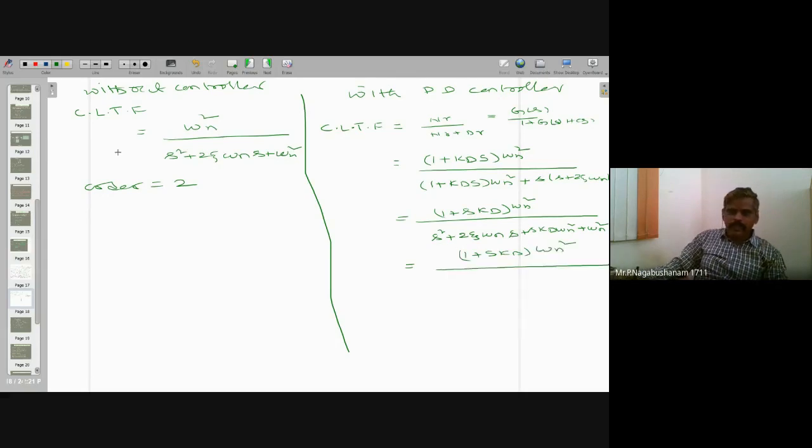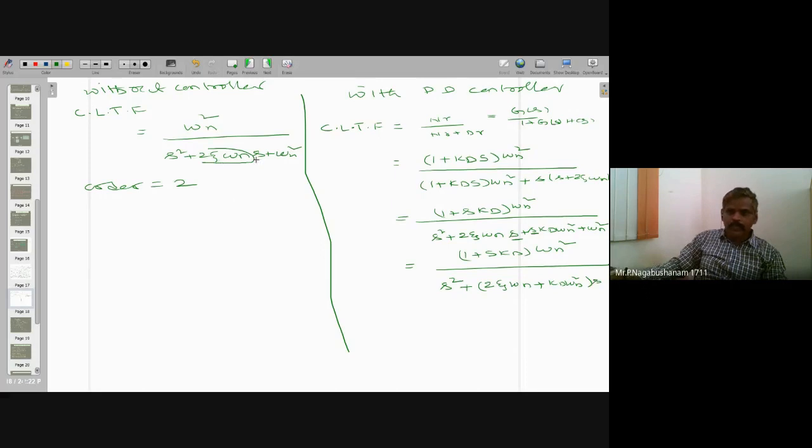So I want to compare this. First one is s square. Then 2 zeta omega n is multiplied with s, so I have to write something into s. This is also s, so make s a common factor. Then the remaining is 2 zeta omega n plus Kd omega n square, into s.